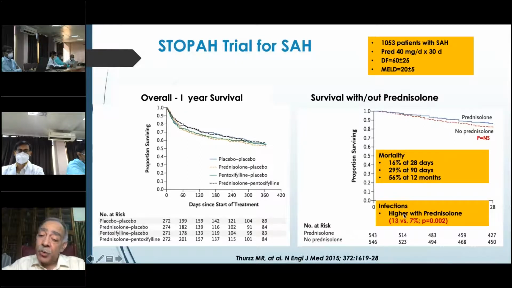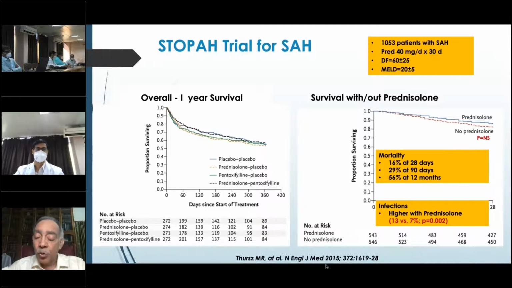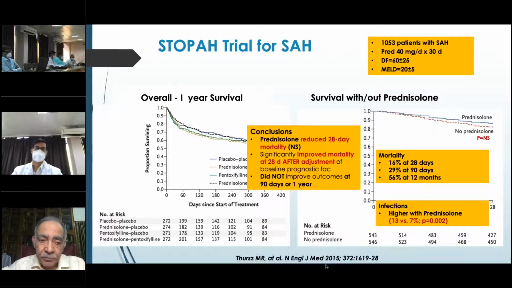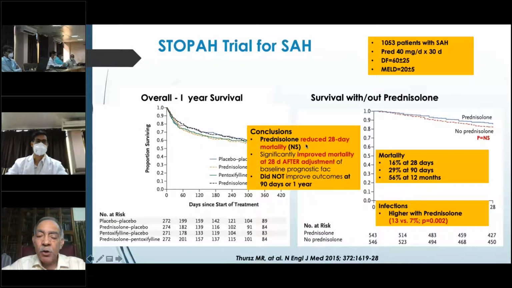However, infections were clearly more common in patients who were treated with prednisolone, being almost twice as common as in those who received placebo or other combinations. So they concluded that prednisolone did reduce 28-day mortality, but it was insignificant in the ITT analysis. However, when the baseline prognostic factors were adjusted, a significant improvement in mortality at 28 days was found in this trial also.